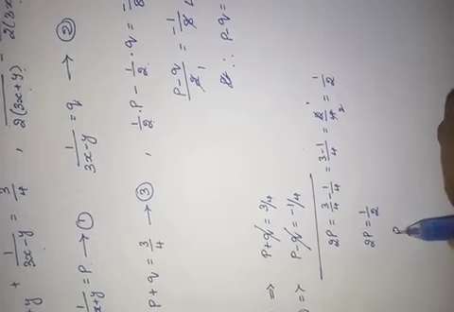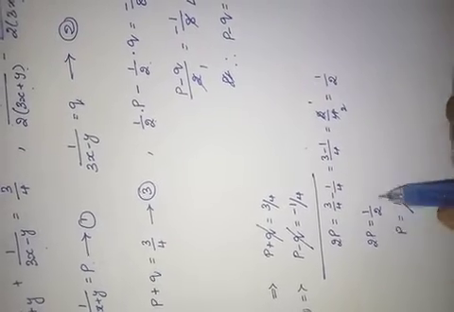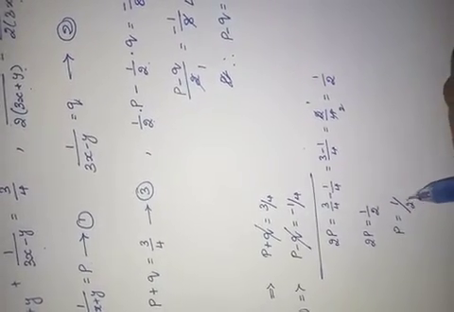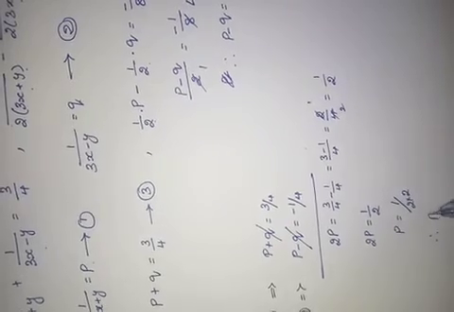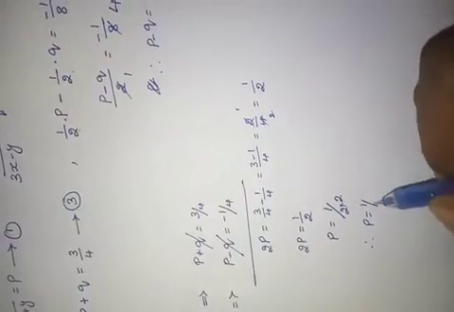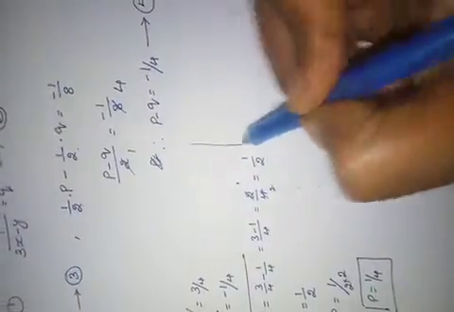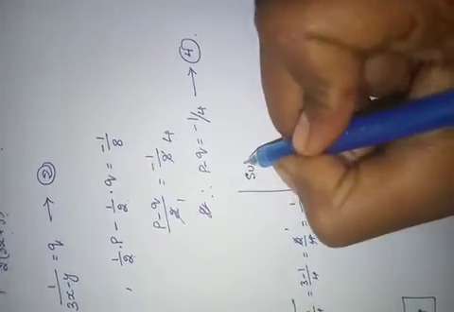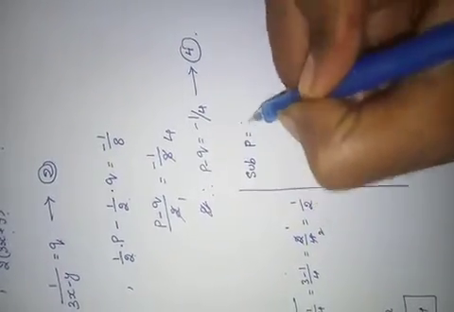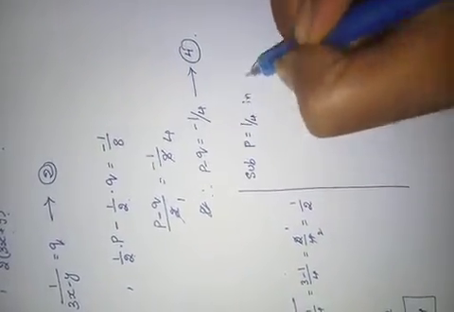Again, I want p only. So, I am sending this 2 to this side. What it will do? Divide. Therefore, p = 1/4. We got the p value. Substitute in equation 3 or equation 4. Substituting p = 1/4 in equation 3.